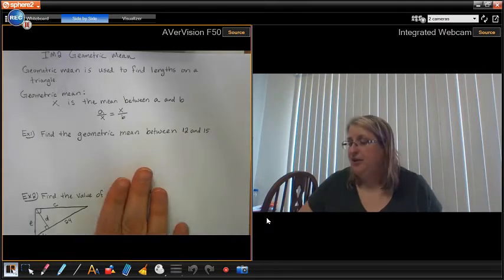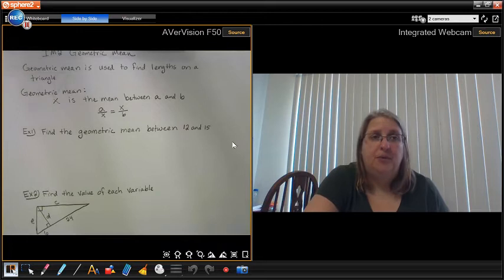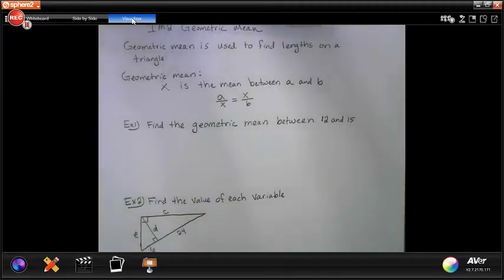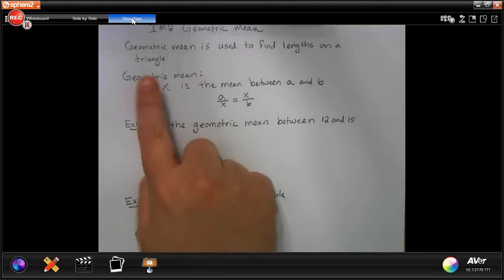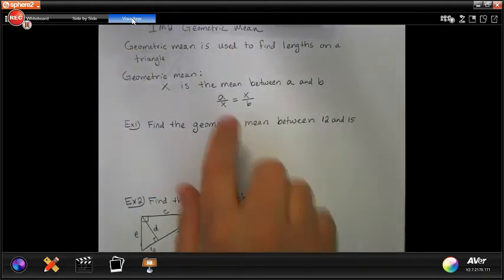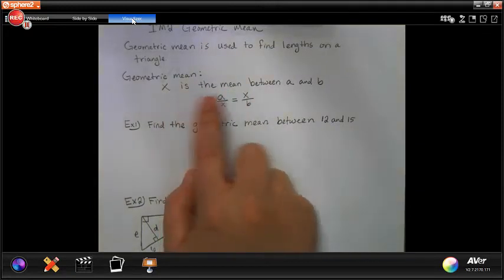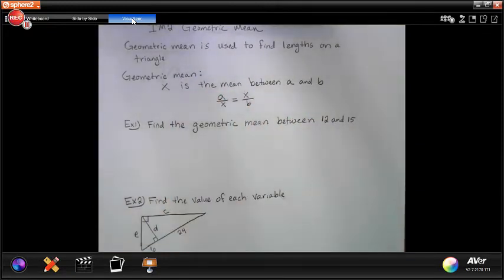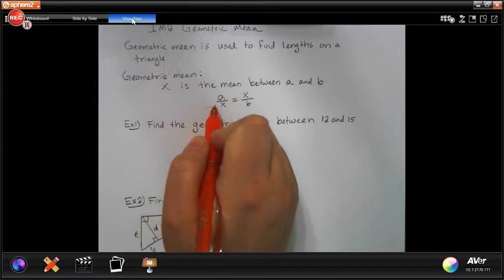So we're doing geometric mean. Let me switch to just this. There we go. We're doing geometric mean today. Geometric mean is used to find the lengths on a triangle. Now, the geometric mean is a formula. X is the mean between A and B, so you put the mean in two spots.